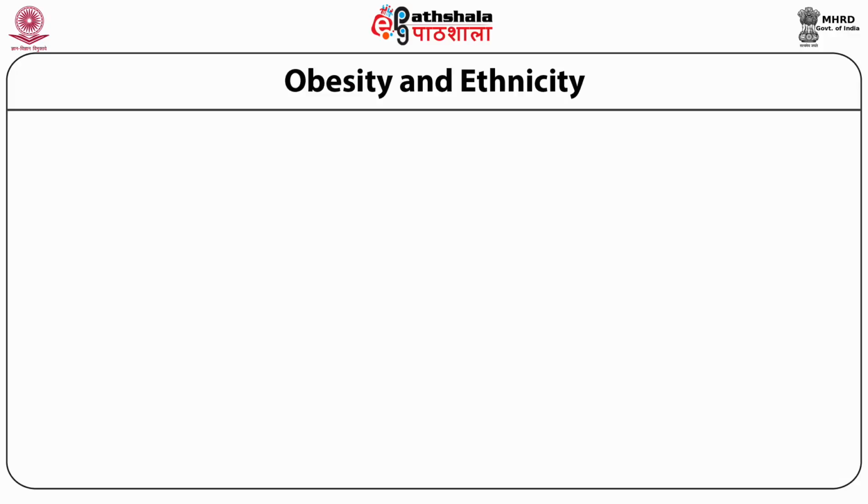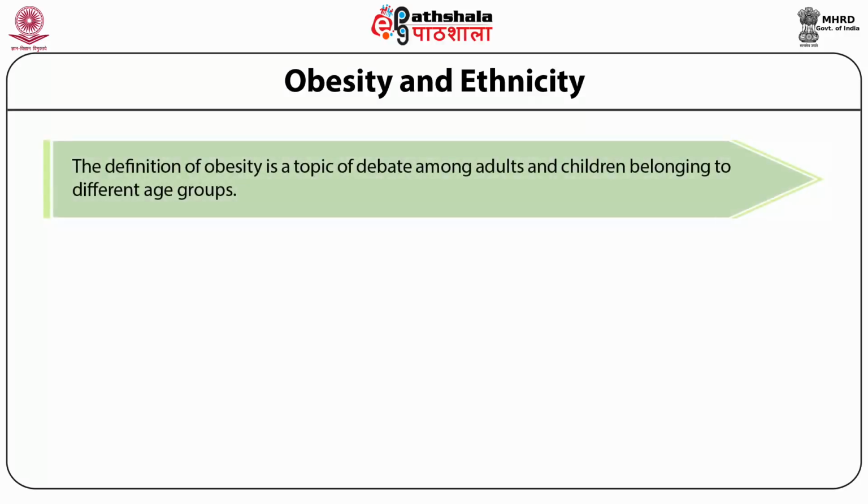Let's have a look at obesity and ethnicity. Obesity prevalence varies substantially between ethnic groups, both among adults as well as among the children. Estimates of adult obesity prevalence by ethnic group seem to differ according to the measurement used. Some of the measurements are body mass index, waist to hip ratio, and waist circumference. The definition of obesity is a topic of debate among adults and children belonging to different age groups.